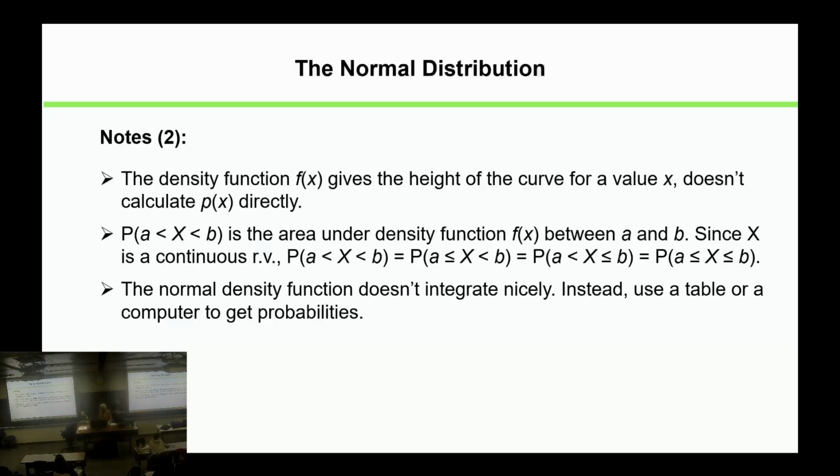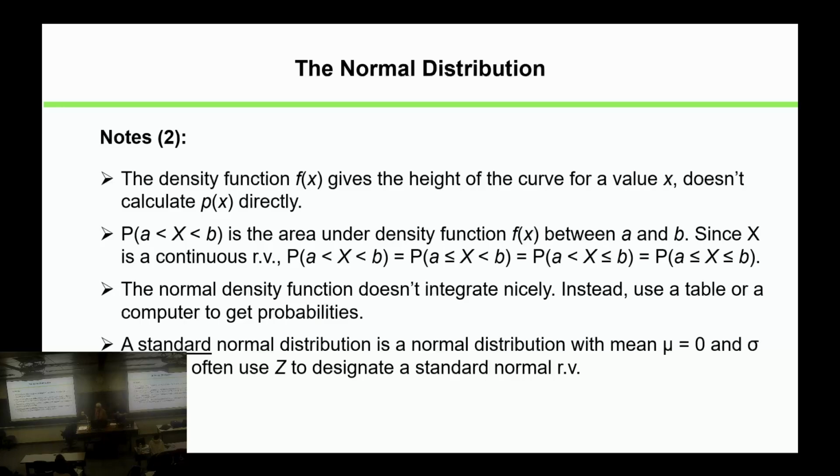So, following up on that, we define something called a standard normal distribution. A standard normal distribution is just a normal distribution that has a mean of 0 and a standard deviation of 1. There's actually something a little interesting about the mean being 0 there.